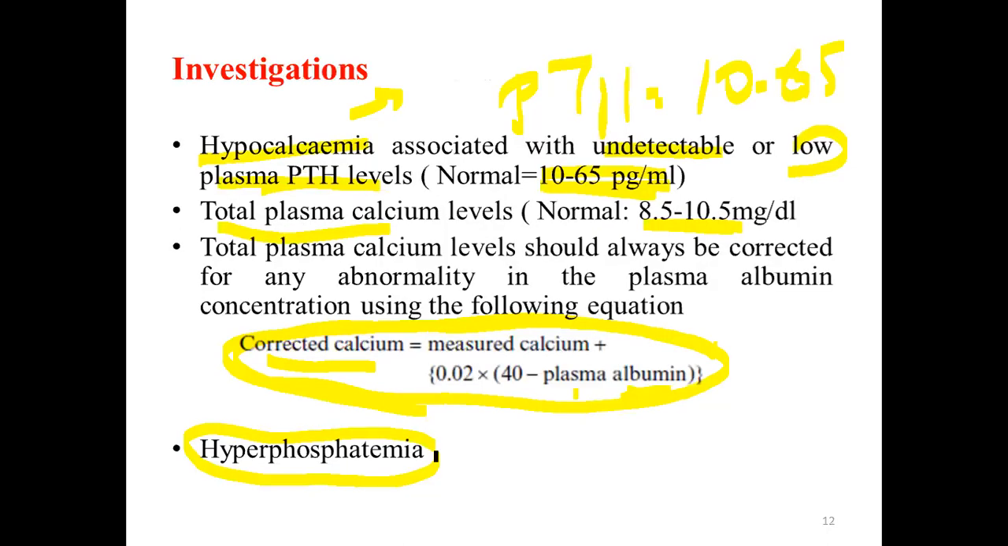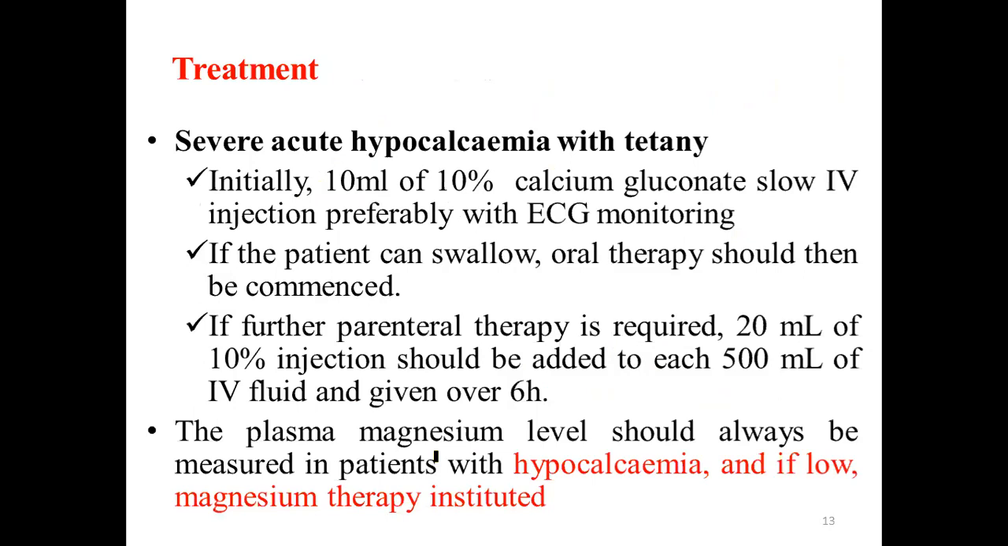So mostly we're going to look at the calcium level and the parathyroid hormone level. Then, how do we treat this condition? If a patient is having hypoparathyroidism, how do we treat? So far, the treatment available in the market is usually replacement therapy. If a patient is having very severe acute hypocalcemia, initially you give them calcium gluconate.